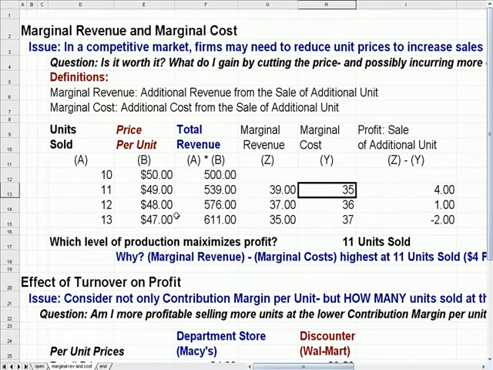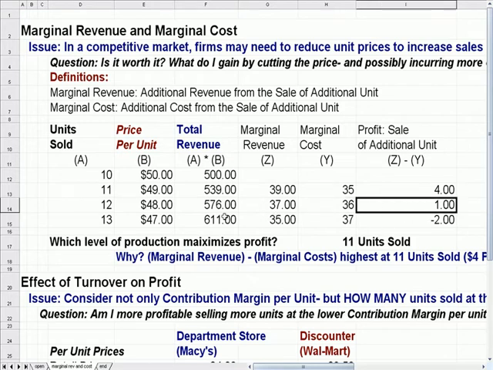So I do it again. Cut the price, sell one more unit, total revenue goes up. The difference between the total revenue is $37. Let's assume the marginal cost is $36. I'm still $1 better off. 37 marginal revenue, 36 marginal cost.